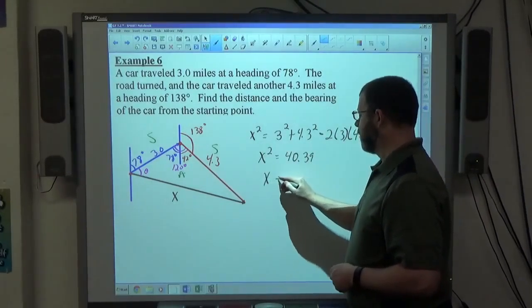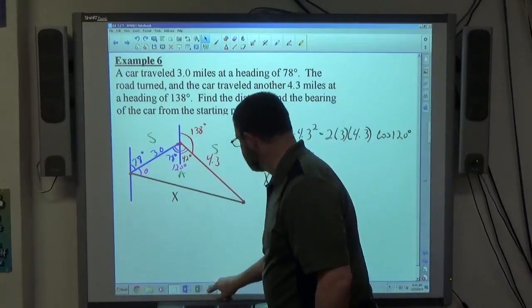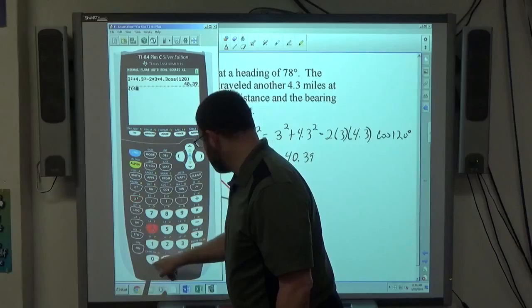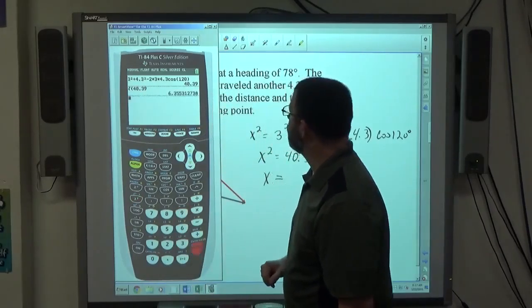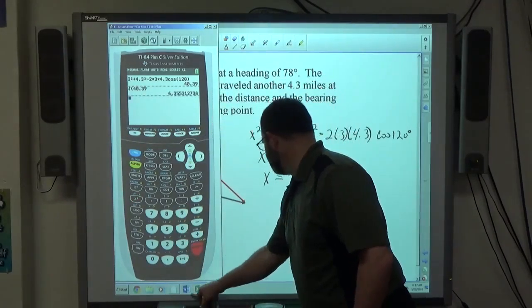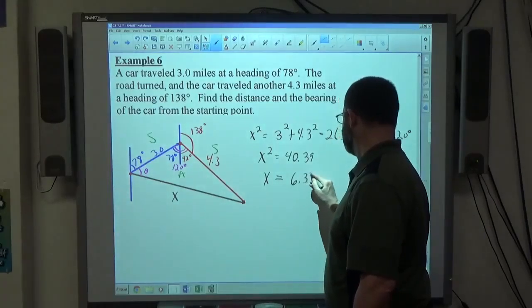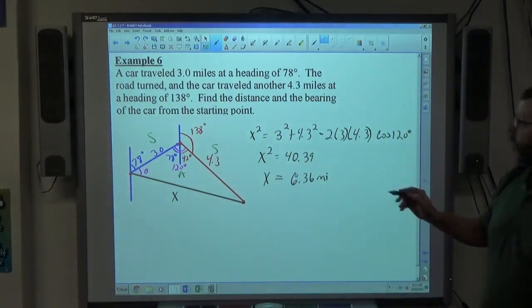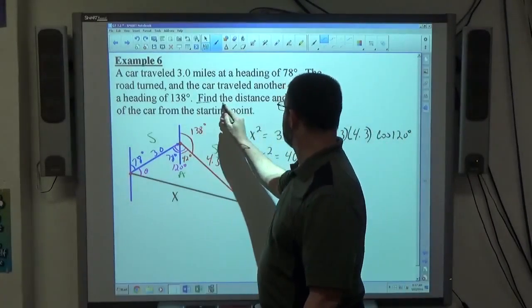Which means x is simply going to equal the square root of that number. So the square root of 40.39 comes out to 6.36 miles. Okay, so that's part of the request: find the distance.